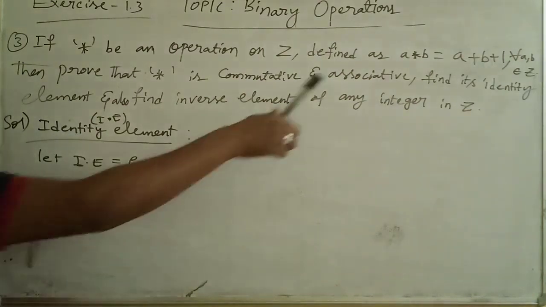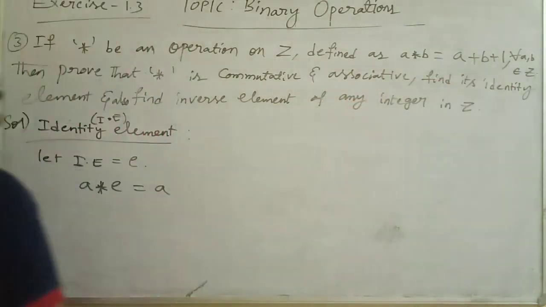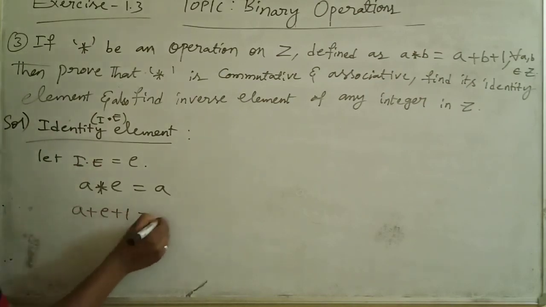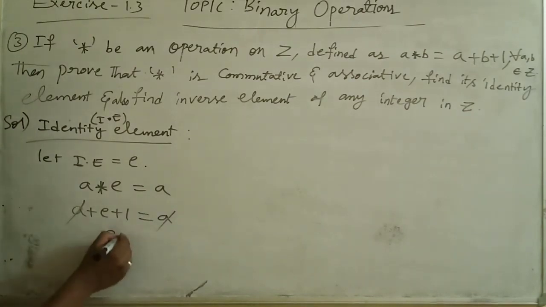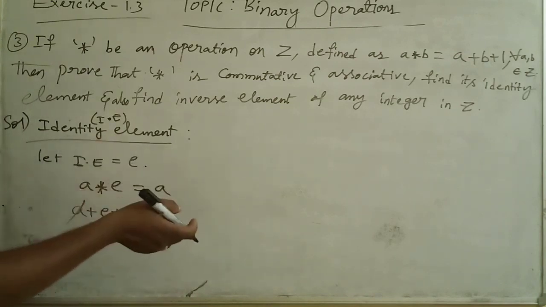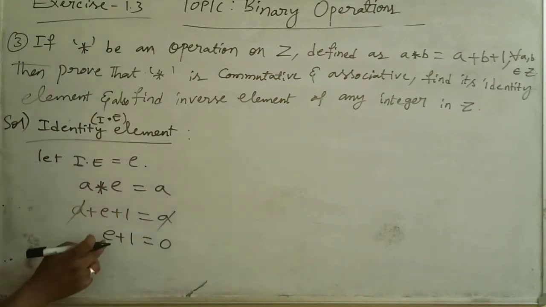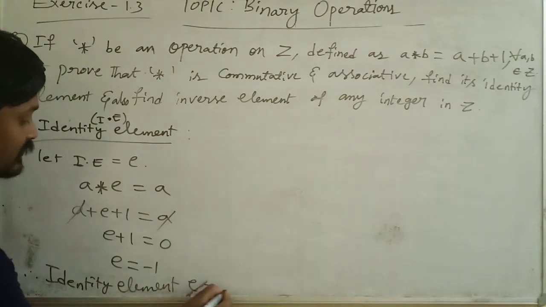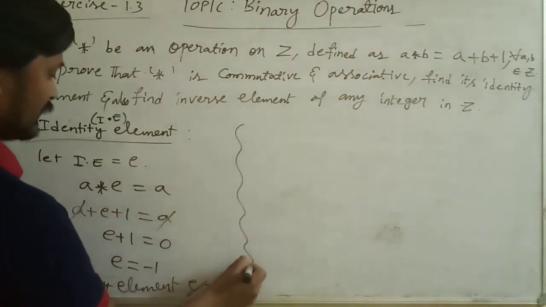Now A star B means A plus B plus 1. So A star E we can write as A plus E plus 1 is equal to A. Then A gets cancelled and E plus 1 is equal to 0. Why does A get cancelled? A goes to that side, minus A becomes 0. Now plus 1 goes to that side, minus 1. So E is equal to minus 1. Therefore the identity element E is equal to minus 1. So this is about the identity element.